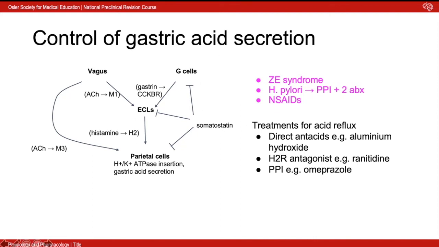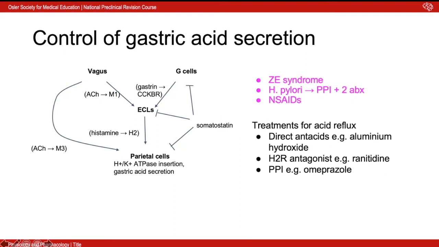So if we are writing an essay about this, you can mention Zollinger-Ellison syndrome, which you might have heard of. That's where you have a gastrinoma, usually in the pancreas, and that gastrinoma secretes excess gastrin. So excess gastrin means excess histamine release from the ECLs, and therefore excess H plus K plus ATPase insertion and excess gastric acid secretion. If you have excess gastric acid being secreted, that acid can damage the lining of the stomach, and as a result, you can have peptic ulcers.